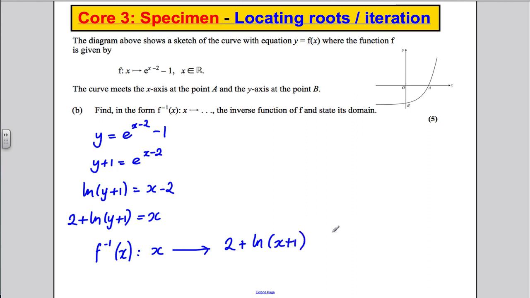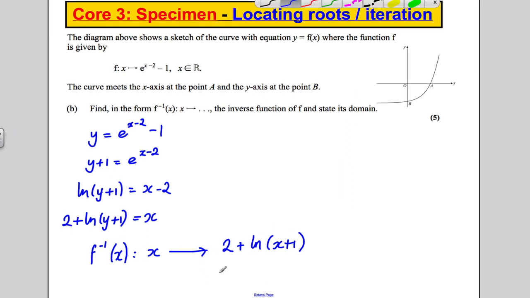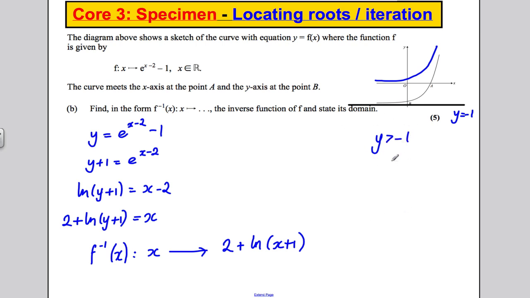And we're done. Now what is the domain of this? Now the domain of the inverse function must equal the range of the original function. Now we've got the graph of the original function. We should know what was happening here, because we have e to the x subtract 2, take away 1. The e to the x graph has been shifted down by a unit of 1, so it's asymptoting to y is negative 1. It never touches there. So the range is y is bigger than negative 1. That's the range of this function, so the domain of the inverse function is x is bigger than -1.